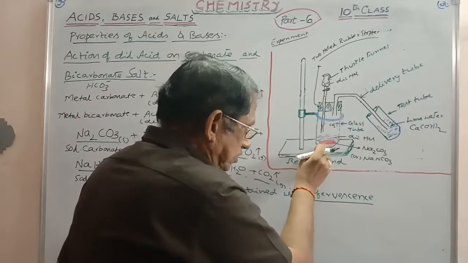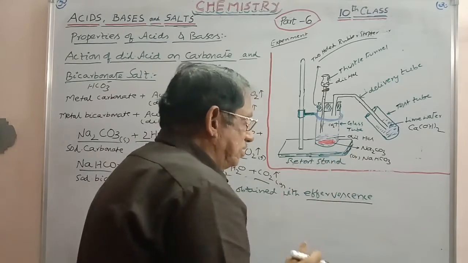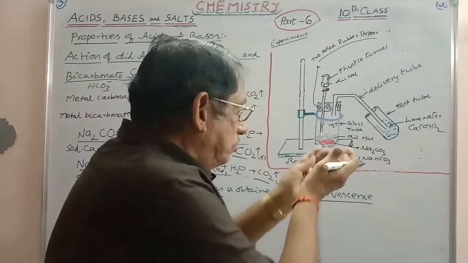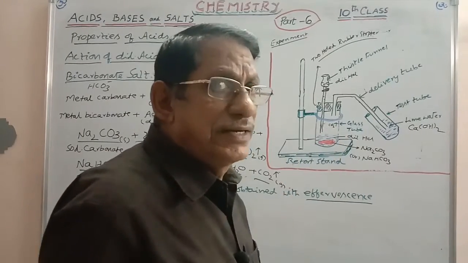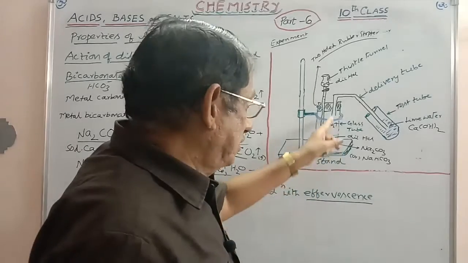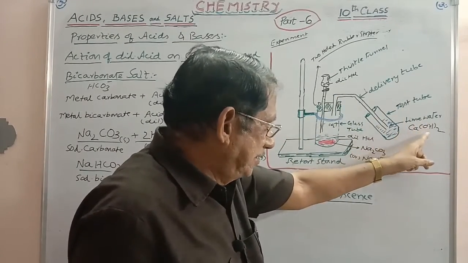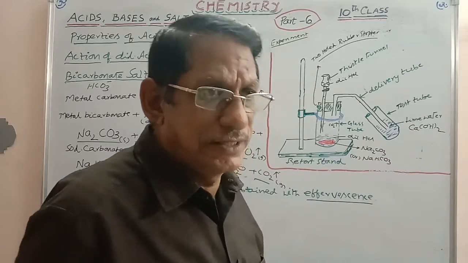Dilute HCl is already present on the sodium carbonate or sodium bicarbonate salt. The reaction starts here. You can even observe the effervescence. Some bubbles will be formed here and carbon dioxide is coming out. That carbon dioxide is passed through the delivery tube. The other end of the delivery tube ends in calcium hydroxide solution, lime water.